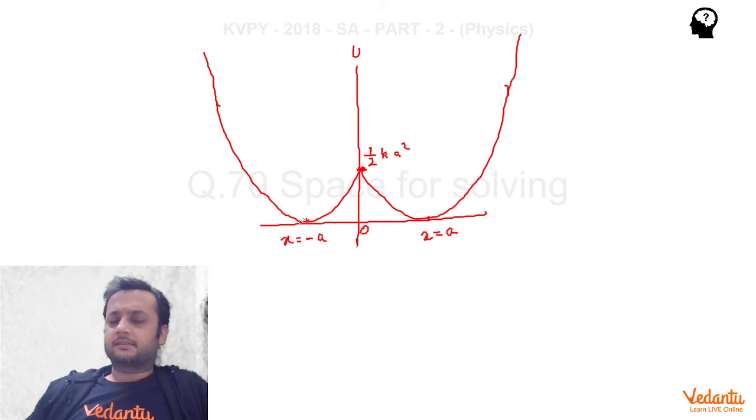Now let's say the particle is right now over here or over here. You can take any case. It will not change the scenario. The particle is over here, and we start increasing the value of the energy. So the particle will start oscillating. You keep on increasing the energy. It will keep on oscillating.